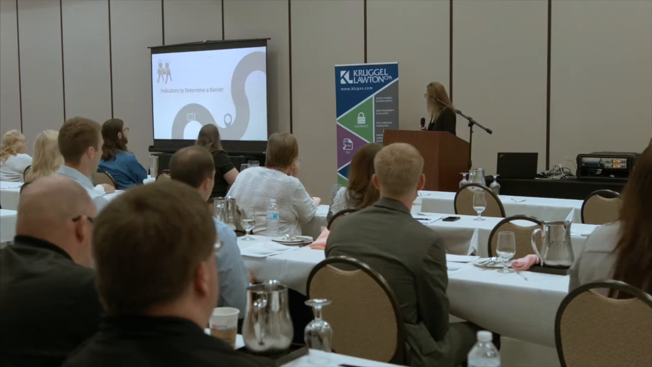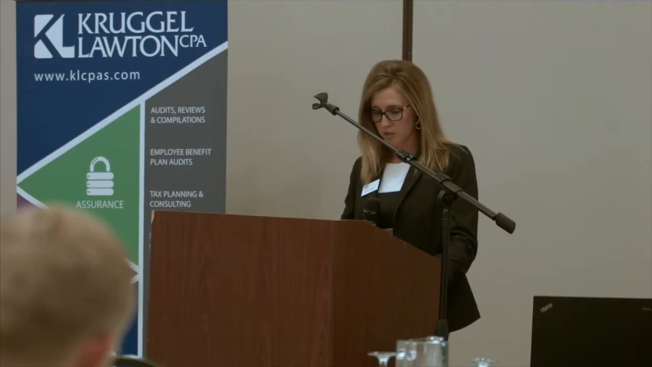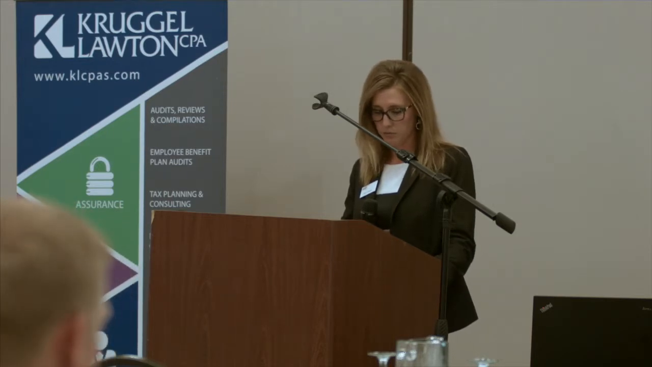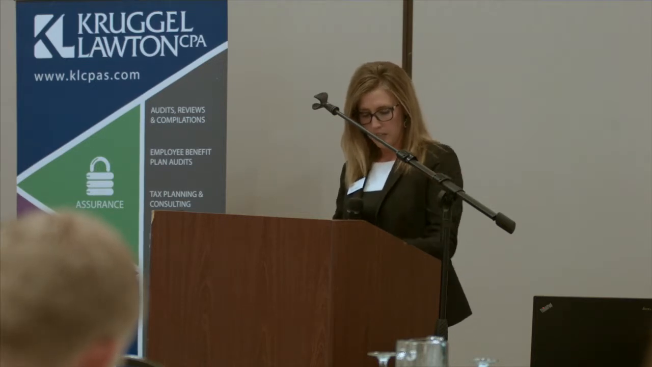I don't know how well this next slide's going to show up here, but hopefully it does. So again, determining what a barrier is. So consider indicators, but not be limited to. I've got a few slides here on this. So again, really trying to walk through the 5 different steps of 606, also as well as trying to determine is something a contribution or an exchange transaction. So here are 3 barriers that I have noted. The inclusion of a measurable performance related barrier or other measurable barriers, whether a stipulation is related to the purpose of the agreement, and the extent to a stipulation limits the discretion by the recipient. I'm going to walk through each of these barriers with you.